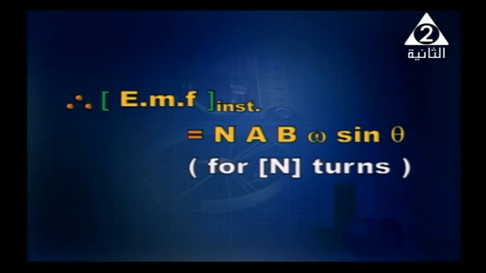Okay, so we managed to obtain the expression that gives the instantaneous EMF at any instant inside the coil of the dynamo. It is equal to NAB omega sine theta. N is the number of turns of the coil of the dynamo. A is the face area of the coil. B is the magnetic flux density of the field in which the coil is rotated. Omega is the angular velocity. Theta is the angle of rotation starting from the vertical position.